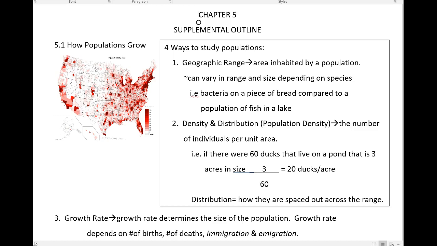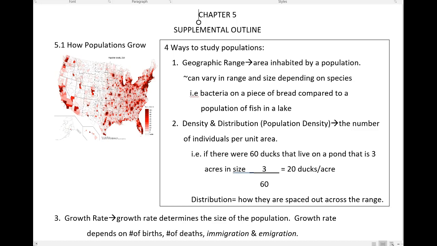And the first way is through geographic range. And the geographic range just talks about or defines the area that is inhabited by a population.